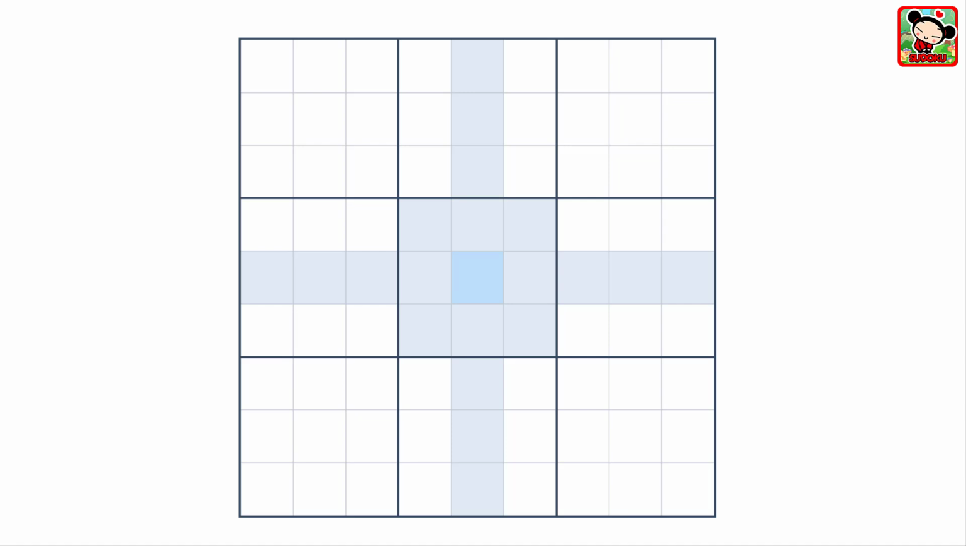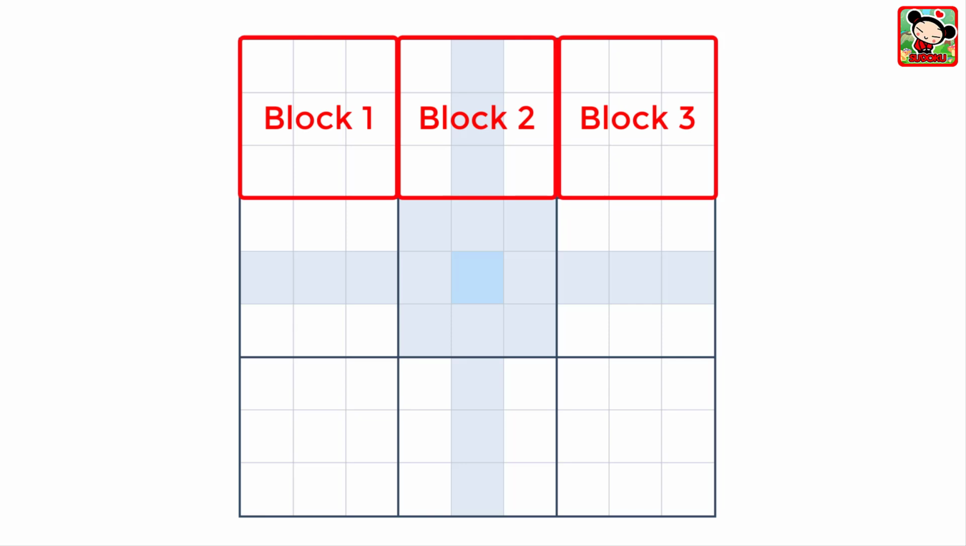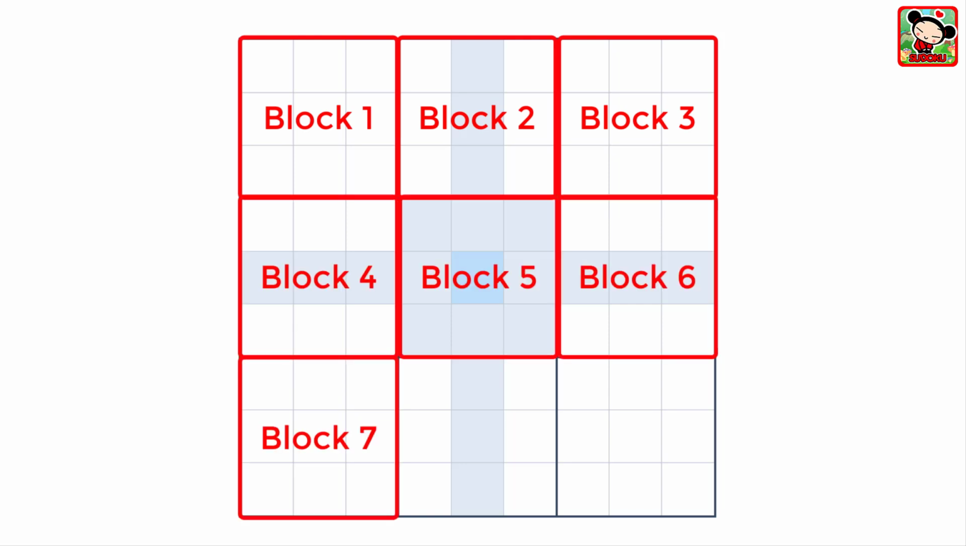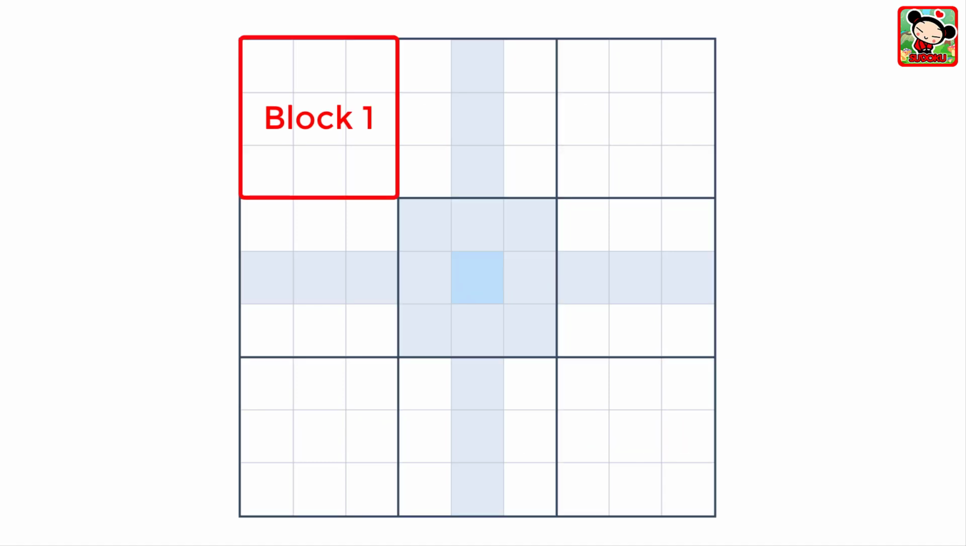Now, let's take a look at the entire 9x9 grid. You can see that this grid is made up of 9 3x3 blocks, labeled 1, 2, 3, 4, 5, 6, 7, 8, 9. Each block consists of 3 rows and 3 columns, for a total of 9 cells per block.